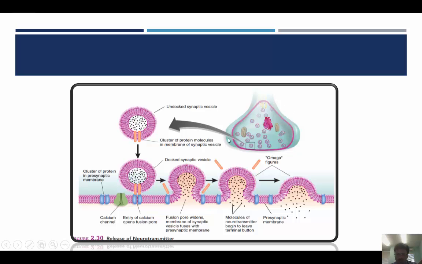Again, this is our terminal button, and inside of it you can see the mitochondria and numerous synaptic vesicles. When the action potential arrives, voltage-gated calcium channels open, calcium enters the terminal button, and it causes a vesicle to fuse with the presynaptic membrane and then release its contents via exocytosis. So it really is quite a simple process. The key events being the arrival of the action potential and depolarization, the opening of the voltage-gated channels, allowing calcium to enter the terminal button, and then the release of the neurotransmitter.